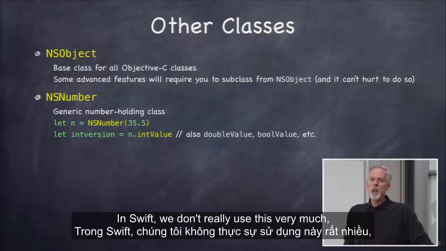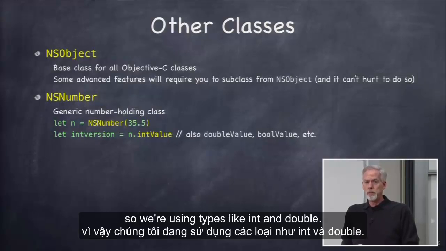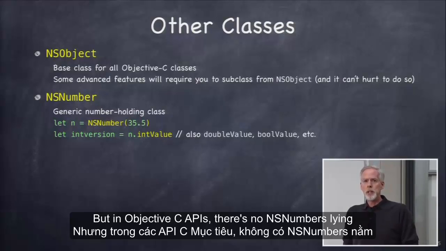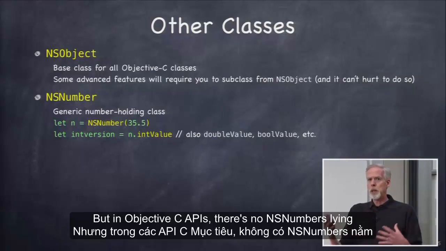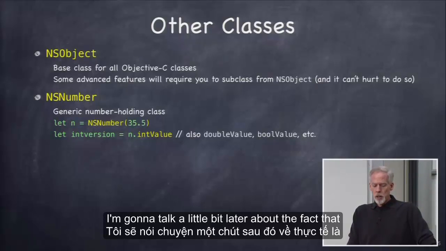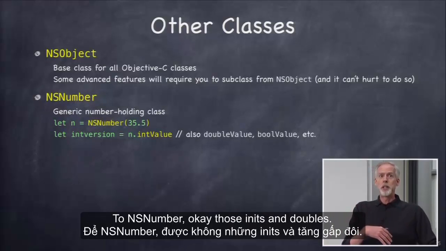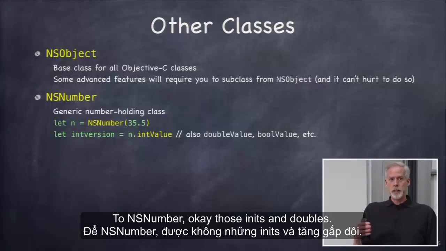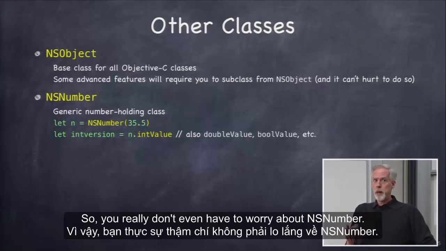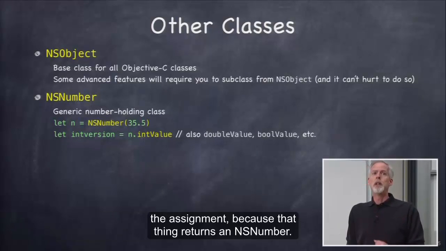In Swift, we don't really use this very much because it's strongly typed, and so we're using types like Int and Double. But in Objective-C APIs, there are NSNumbers lying around, and so you kind of need to know about it. I'm going to talk a little bit later about the fact that all those Swift types, those Ints and Doubles, are kind of magically bridged to NSNumber. So you really don't even have to worry about NSNumber unless you're going to use something like the NSNumberFormatter that we used in the assignment, because that thing returns an NSNumber.